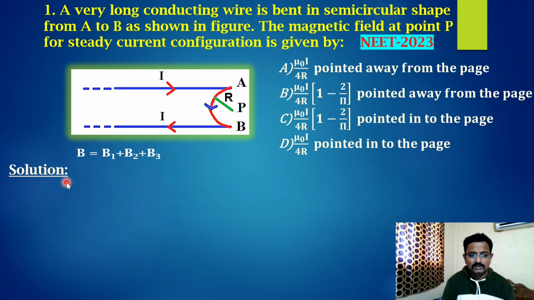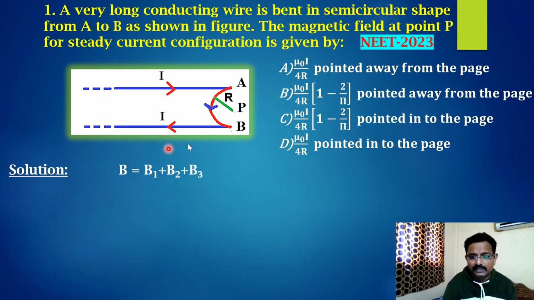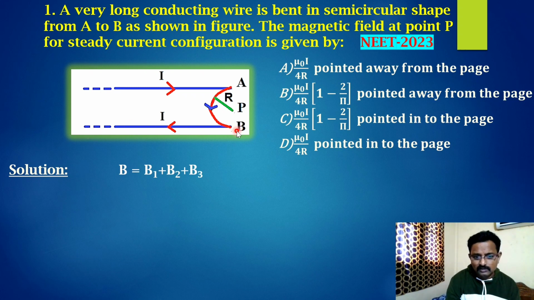Solution. See, net magnetic field at point P. See, this entire conductor I divided into three parts. Due to first part B1, and due to second part, that is semicircular shape, B2, and the third part, that is one end finite, other end infinite, that is B3. Okay.